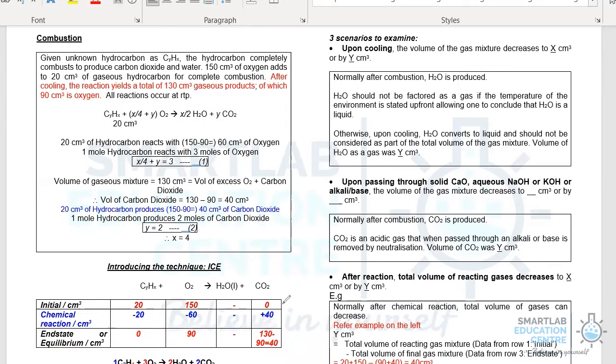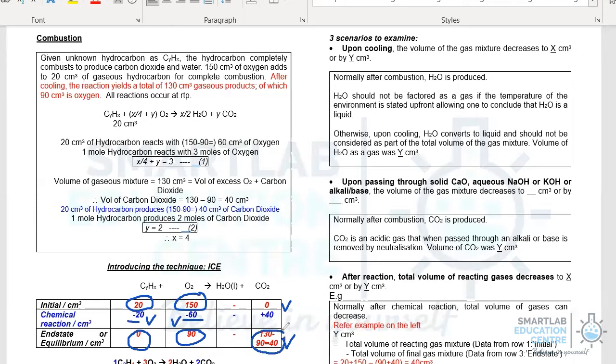Once we fill up both the first and the last row, we can now focus on the chemical reactions. So if you start with 20 cm³ of your hydrocarbon and you end up with nothing, then 20 cm³ of the hydrocarbon must be used up. Because it's used up, we put a negative sign to connote that. In the same vein, if you start with 150 cm³ of oxygen and you're left with 90, therefore, in the chemical reactions, you should be using up 60 cm³. So again, we put a negative sign to connote that it has been used up.